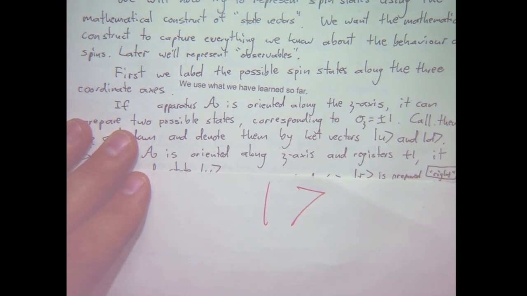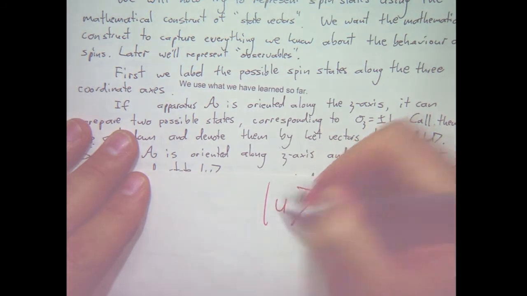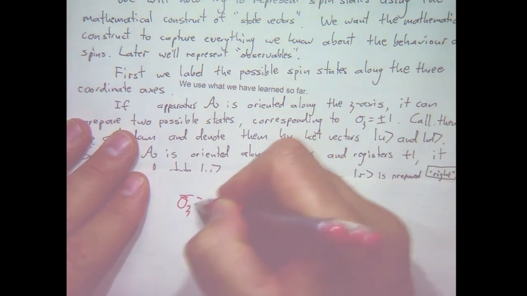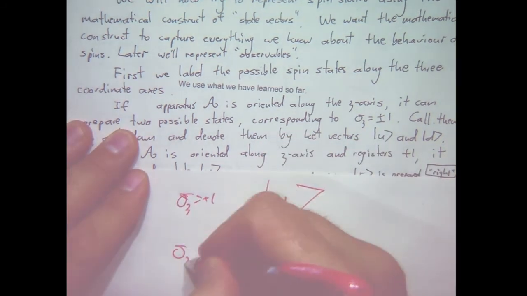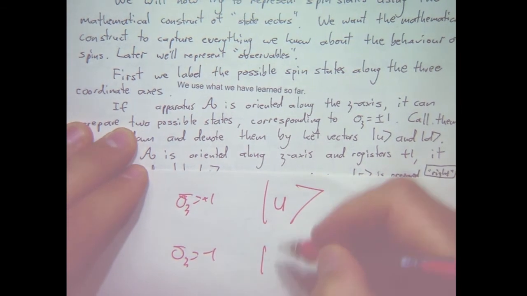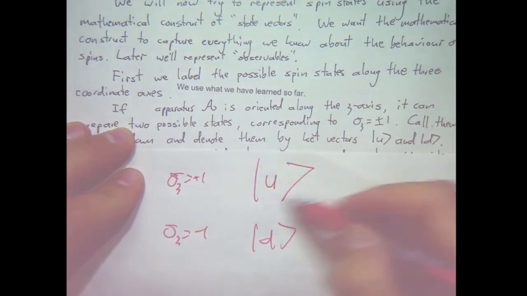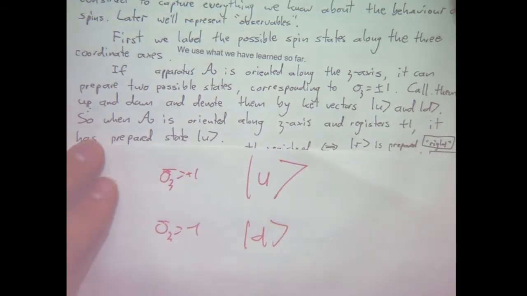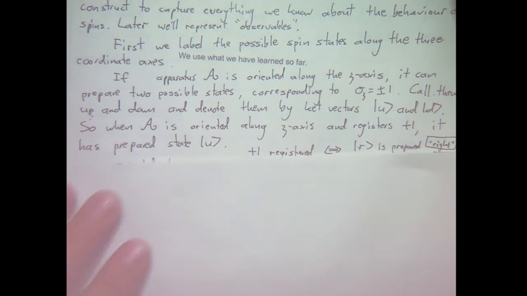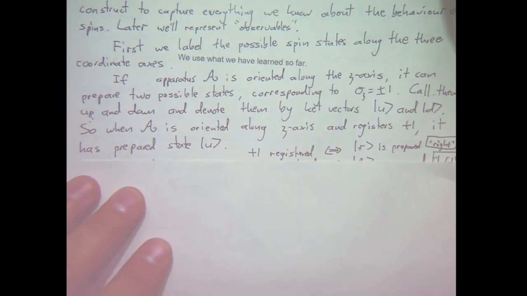Good idea. Right, so it's up if sigma z equals plus one, and the sigma z equals minus one state is down, d. So these two kets will be the abstract representation of our basis vectors for the up or down state.